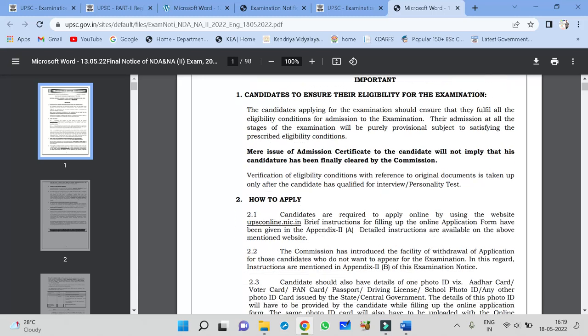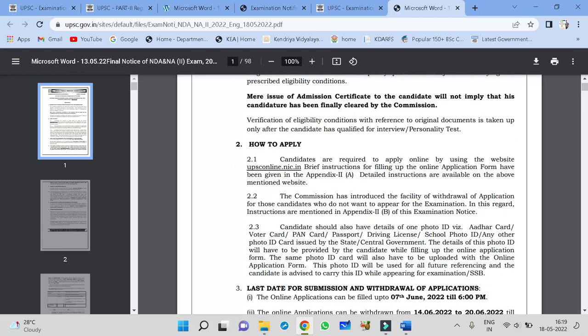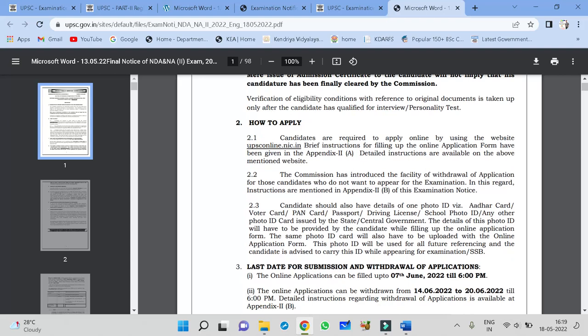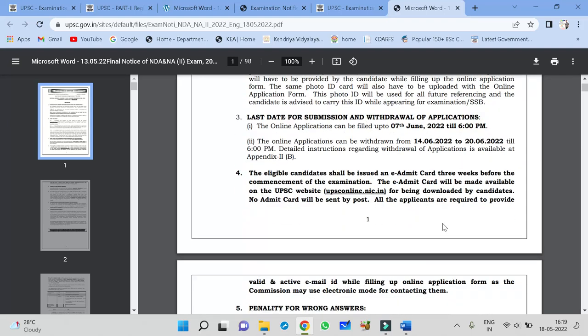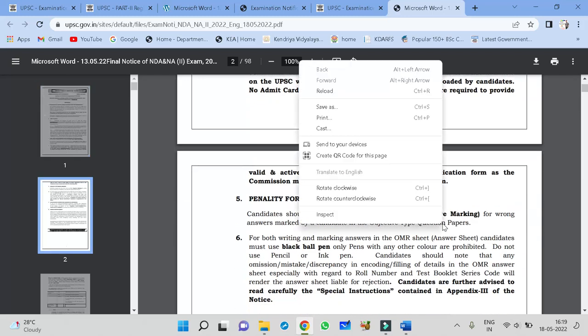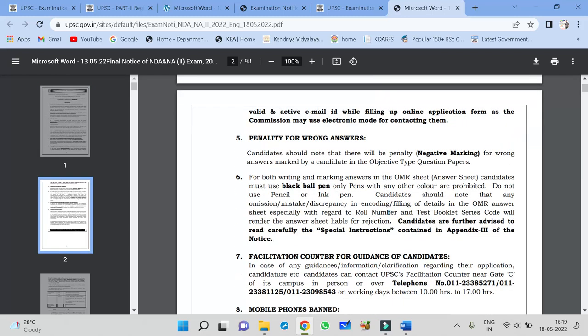About the candidate, how it happens, and those people who are facing a problem in applying, you have to read this, how to apply. So here you will get to know how to apply, right? These are 3 steps. Last date for submission and withdrawal of application, I have read it thoroughly, right? Penalty for wrong. About the examination, if you want to know, see, it has got negative marking. About that they have given.